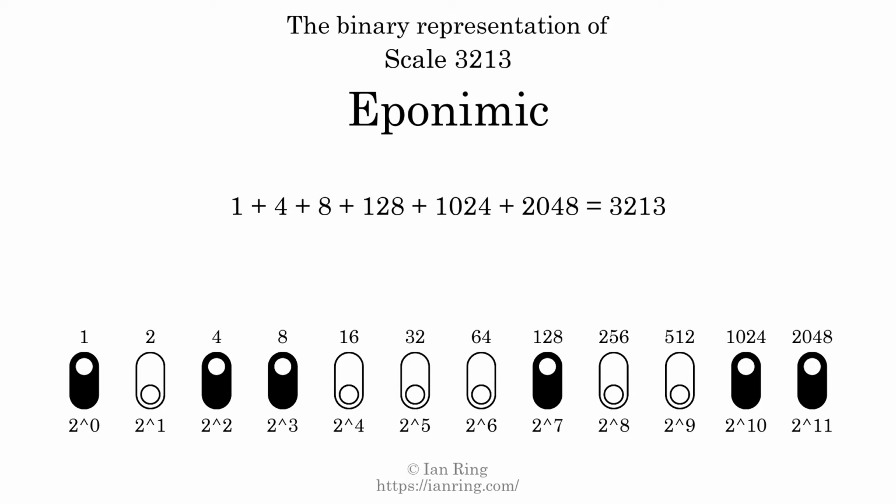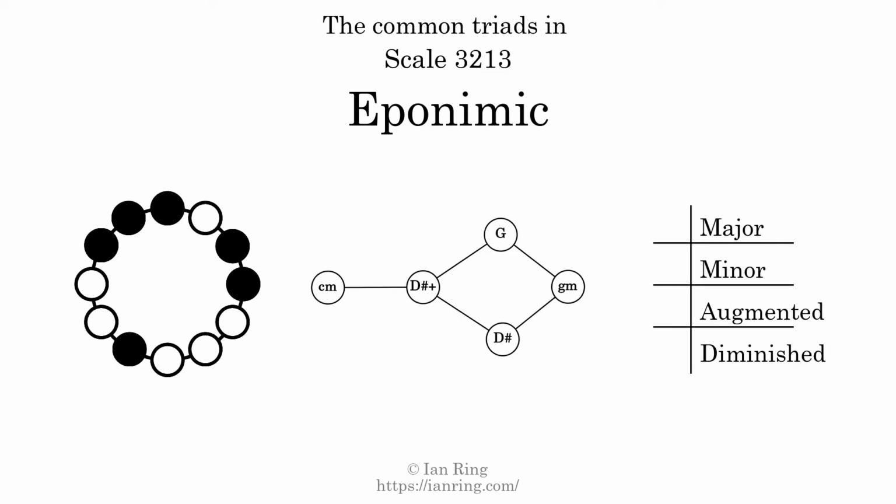3213. The scale number not only enumerates the scale with a unique index, but it also literally describes the tonal content of the scale. Represented as a binary number in base 2, the scale number is 110010001101. Here are the common triads present in this scale.